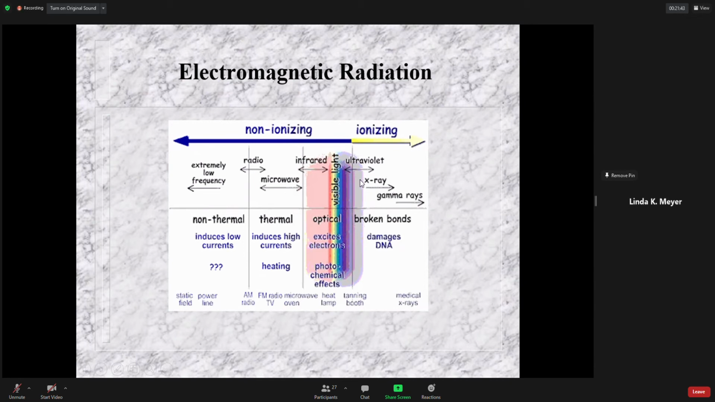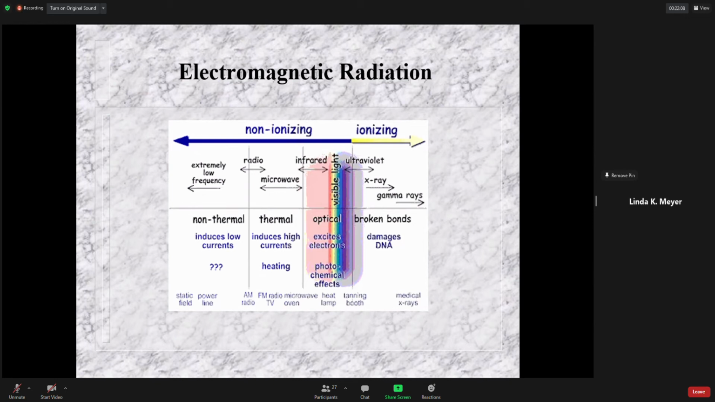And then X-rays, which you'll be generating when you take dental X-rays, are shorter wavelengths, and then gamma rays can be nuclear radiation, which is produced in nuclear power plants or during nuclear accidents.